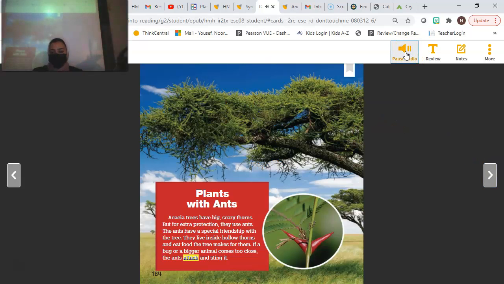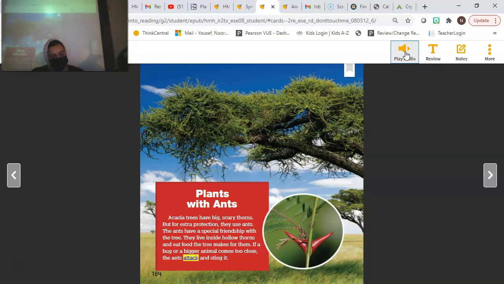Plants with ants. Acacia trees have big, scary thorns. But for extra protection, they use ants. The ants have a special friendship with the tree. They live inside hollow thorns and eat food the tree makes for them. If a bug or a bigger animal comes too close, the ants attack and sting it.